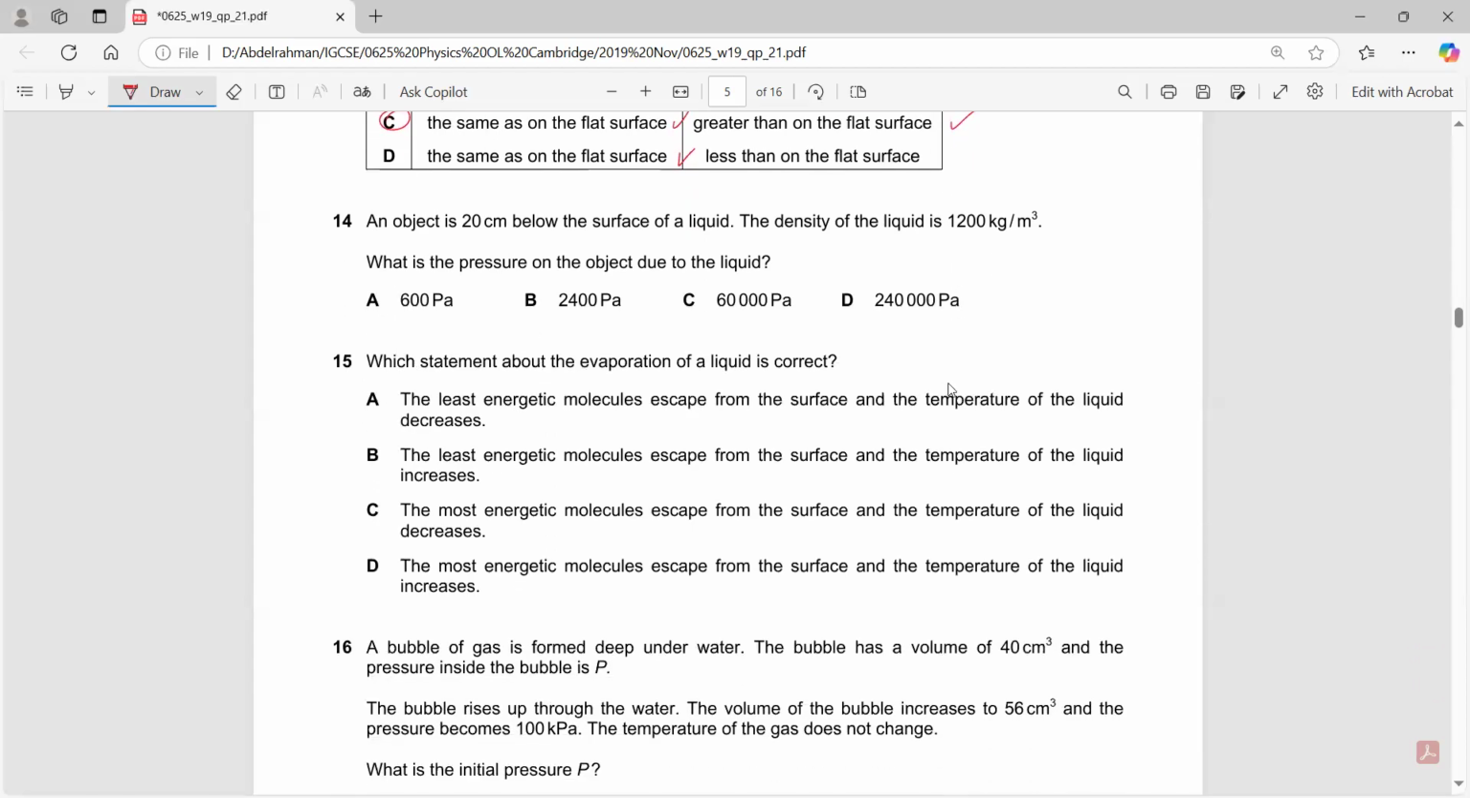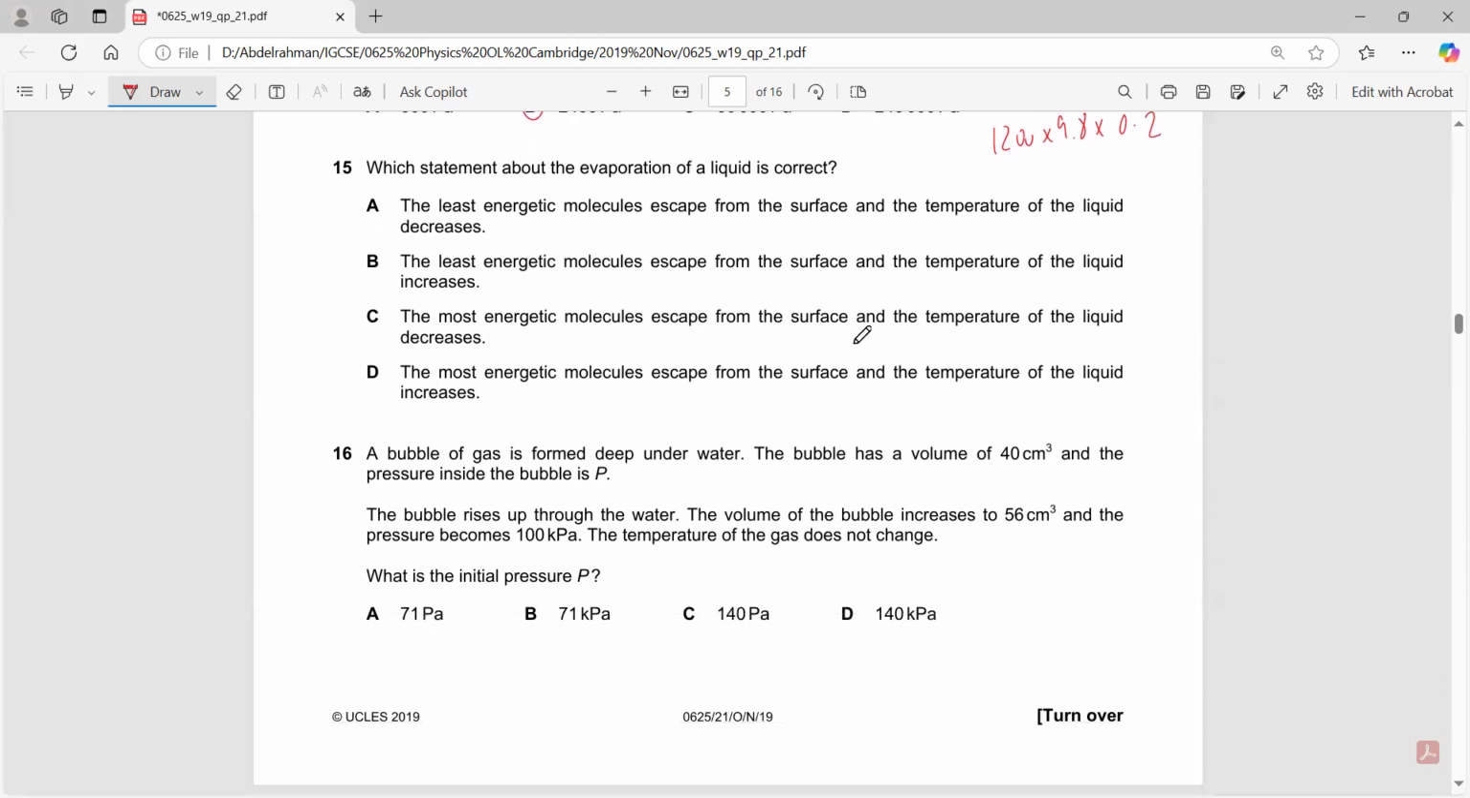An object is 20 centimeters below the surface of the liquid. The density is 1200. What is the pressure? Pressure equals rho gh. The height needs to be in meters, so it's 0.2 meters. So the final answer, if you say rho gh, 1200 times 9.8 times 0.2, is around 2400 pascals. Which statement about evaporation is correct? The most energetic molecules escape from the surface and the temperature decreases.